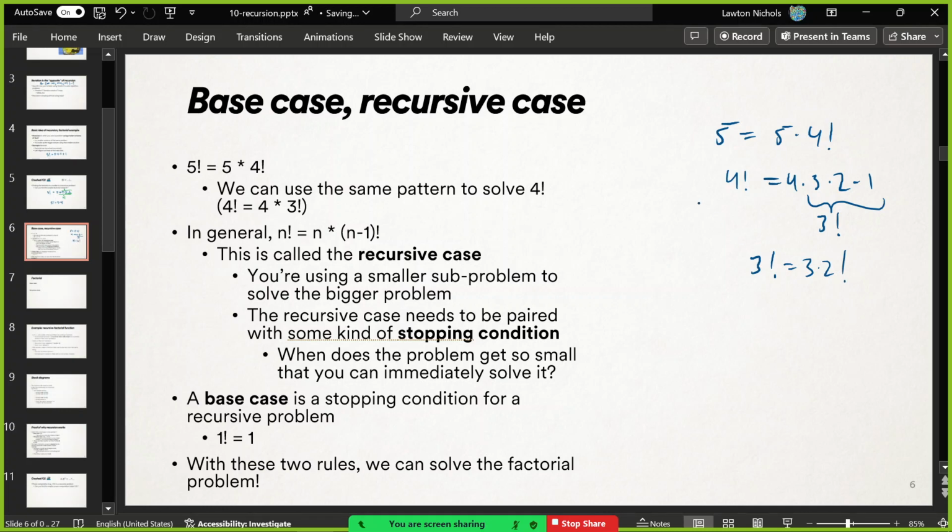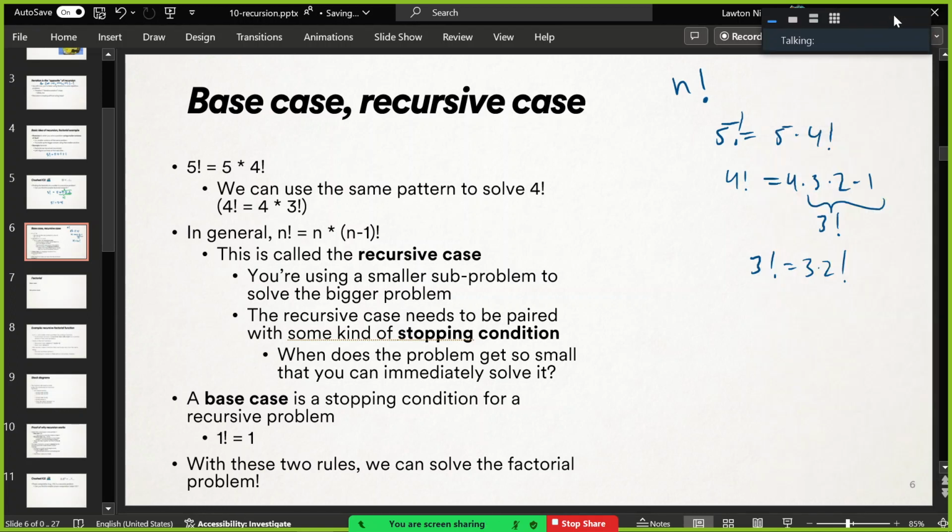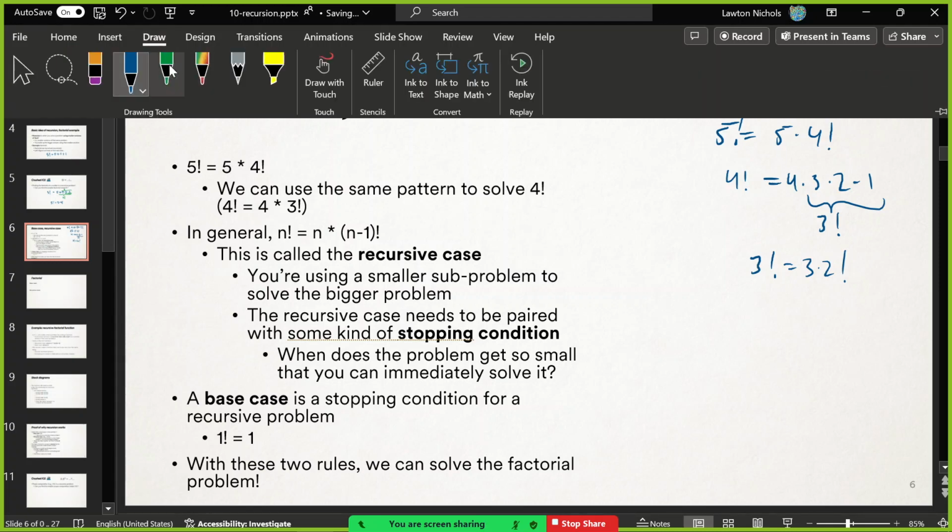So in general, what have we just noticed? In general, you ask me for any factorial, so that's an exclamation point. Any n factorial is equal to that original n, right? N factorial is equal to the original n, like 5 factorial is equal to the 5, times n minus 1 factorial. That is your general solution. Does that make sense?